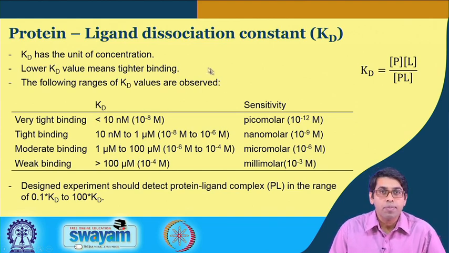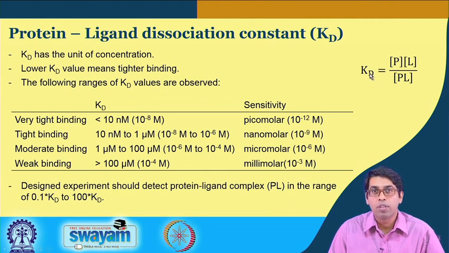So, if you notice here, you will see that the dissociation constant has a unit of concentration, because these two have units of concentration and you divide it by another unit of concentration. So, you are left with one unit of concentration. So, Kd has the same unit of concentration, and it turns out that lower Kd value means tighter binding. So, if a Kd value is 1 nanomolar and if another system has a Kd value of 1 micromolar, the 1 nanomolar Kd value means tighter binding.